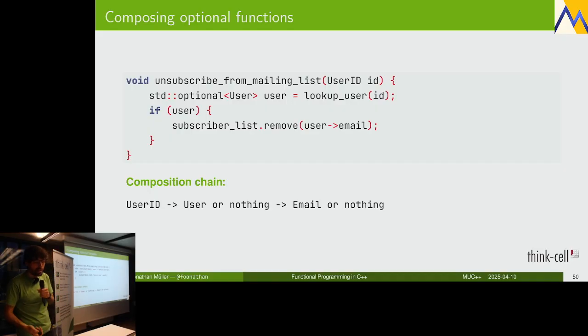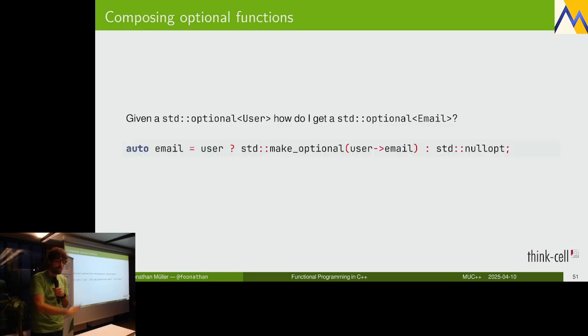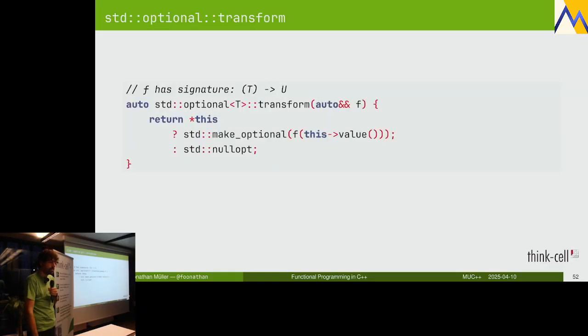To make that more declarative, we sort of want to express the composition chain directly. So given an optional user, how do we get an optional email? Because that's what the composition actually wants. Well, use, for example, the ternary operator, right? So if we've got a user, then we get the email. Otherwise, we return nullopt. And this is such an incredibly common operation that there's a member function on optional for that: transform.